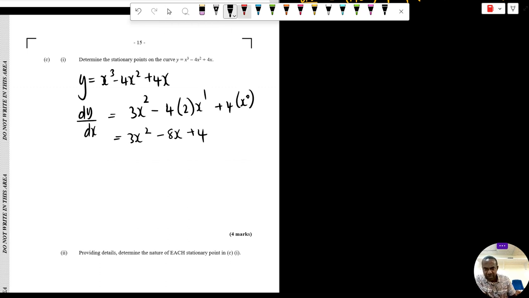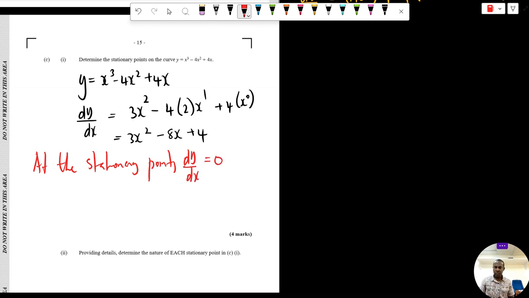Then we have to say that at the stationary point, dy by dx is equal to 0, all right? So at the stationary point dy by dx equals 0. So what we will do is we'll set this equal to 0 and we'll solve for x. And so we have 3x squared minus 8x plus 4 is equal to 0.